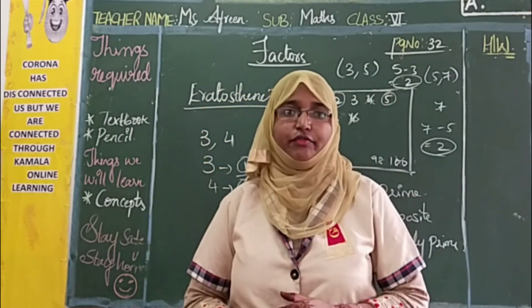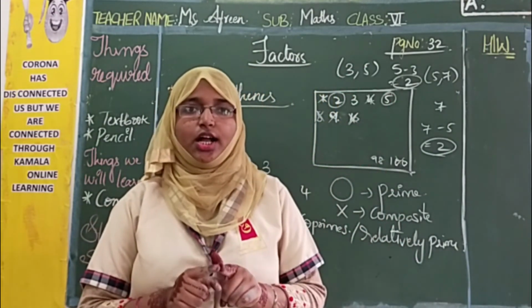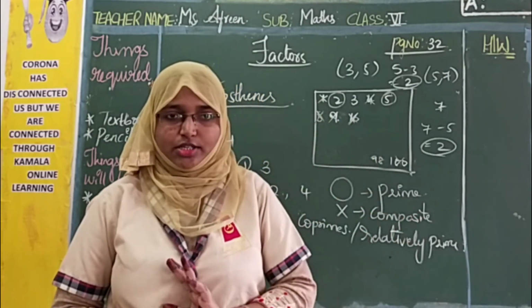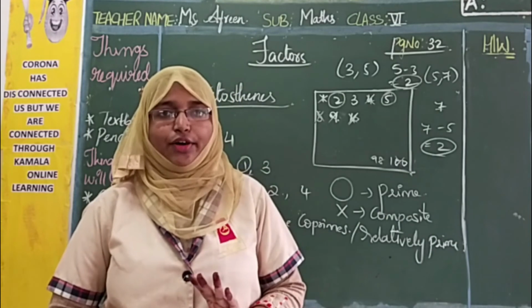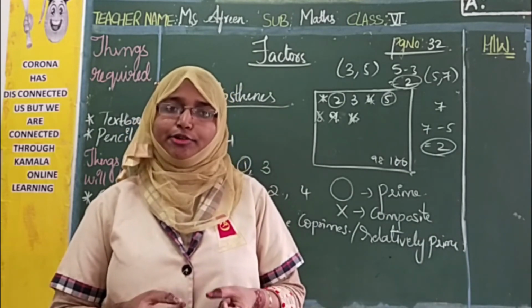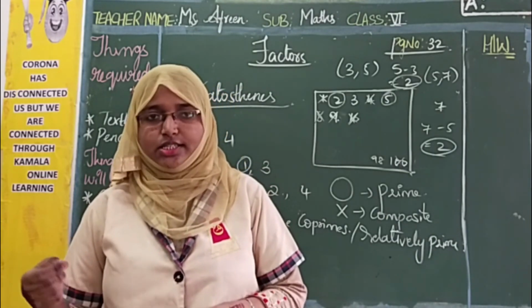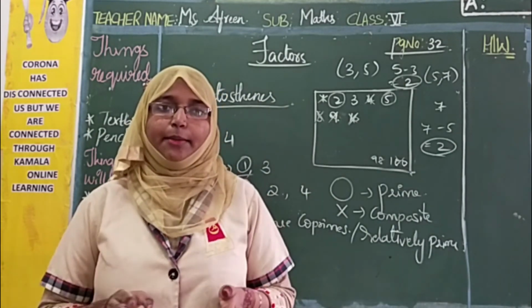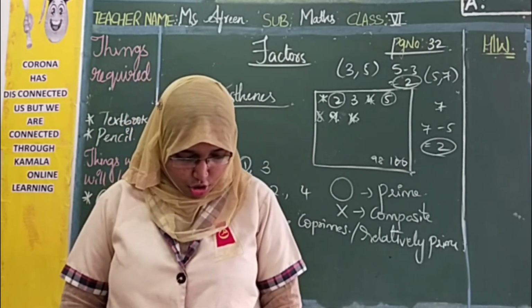After writing all these definitions, draw the number chart by using Eratosthenes method. Write all the prime numbers. How many will you get? Around 25 prime numbers, like 2, 3, 5, 7, 11, 13, 17, 19, 23, 29, and so on. So these are the prime numbers you will get. Hope it is very clear.